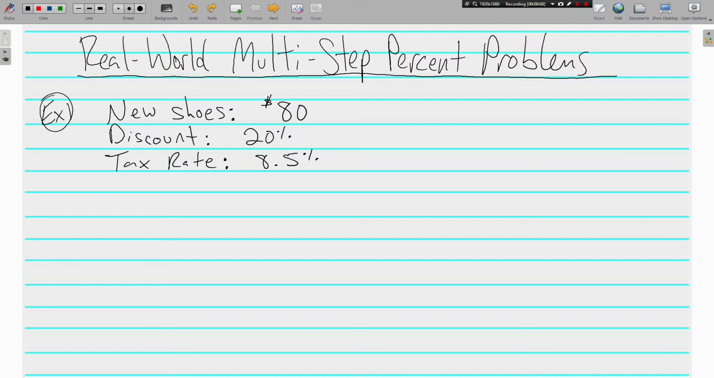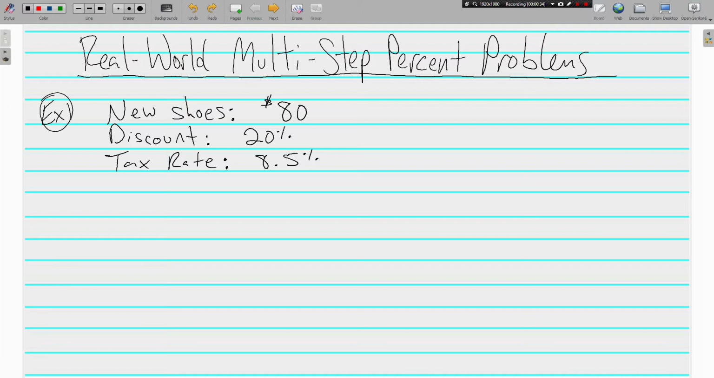Today we're looking at real-world multi-step percent problems. Putting all the things that we know about percents, cross products, and proportions together to solve real-world problems about stuff. Most of the problems you'll see on your practice and on your quiz will actually be written out in sentence form, not just with a list of things like you see here.